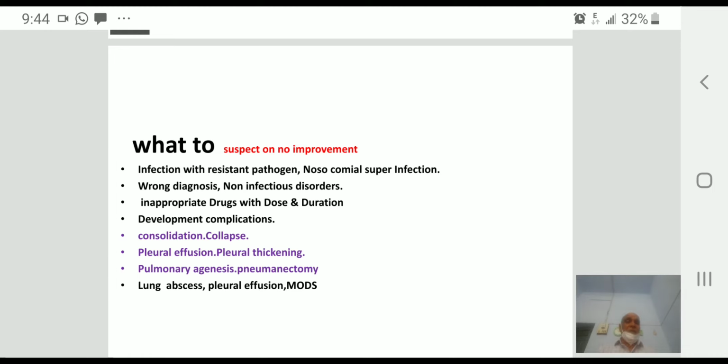Which are the differential diagnoses of consolidation? One is collapse, second is pleural effusion, pleural thickening, pulmonary agenesis and post-pneumonectomy. The complications of pneumonia are lung abscess, extension to the pleura causing effusion, and multi-organ dysfunction, with spread to other organs.